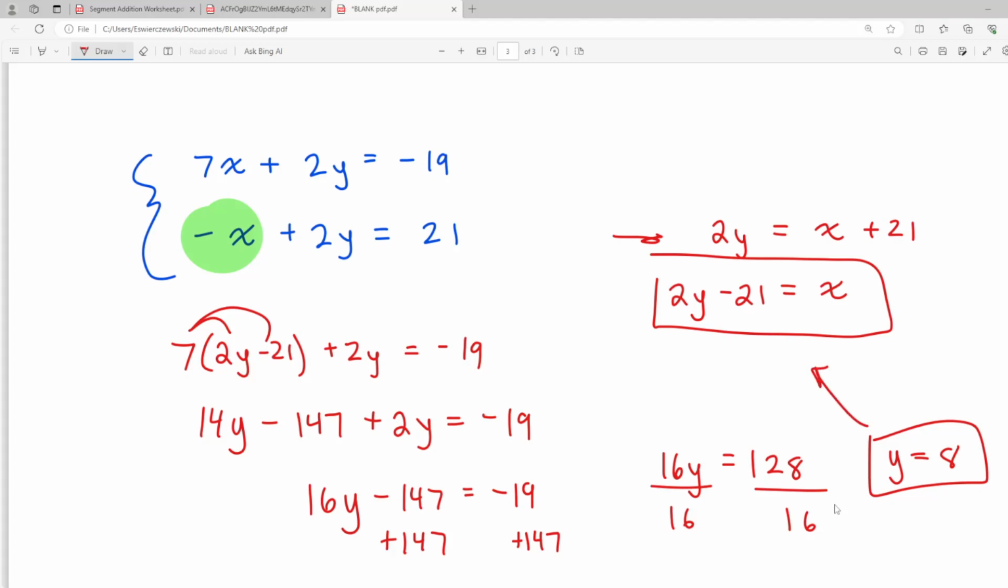I would again choose this one. So x equals 2 times 8 minus 21. 16 minus 21, which is going to be negative 5. So x equals negative 5, y equals 8. And let's stop the video there.